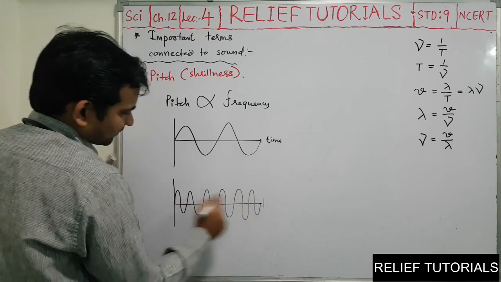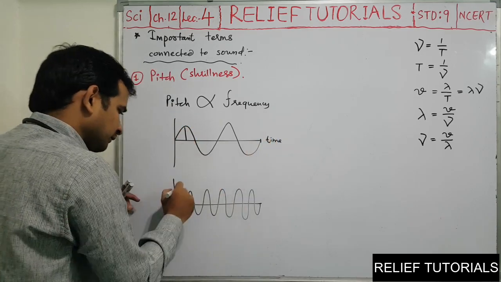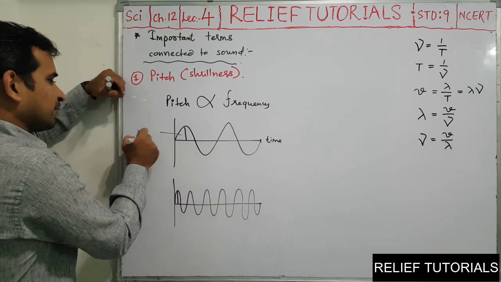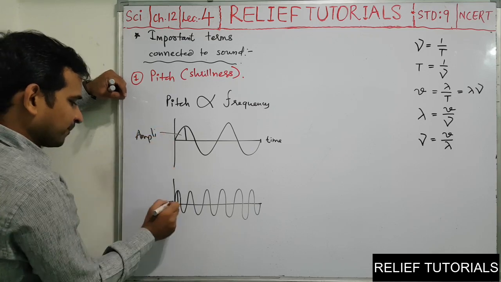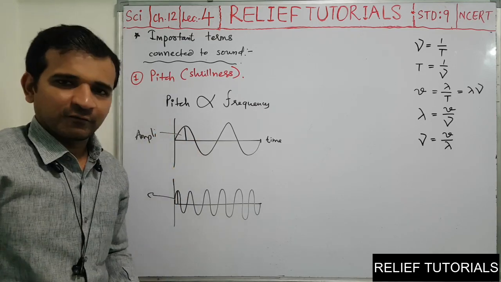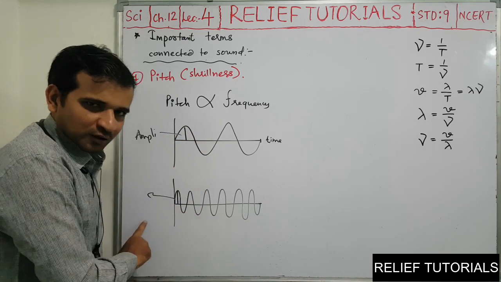So the times are the same for both graphs. The height of the wave is also the same. So what is the same? Amplitude is the same for both. Height means the maximum displacement of the wave from the mean position, and that is the same for both. So amplitude is the same for both.